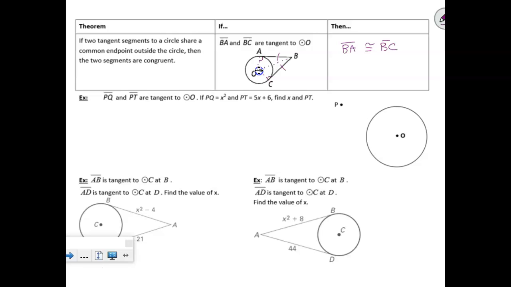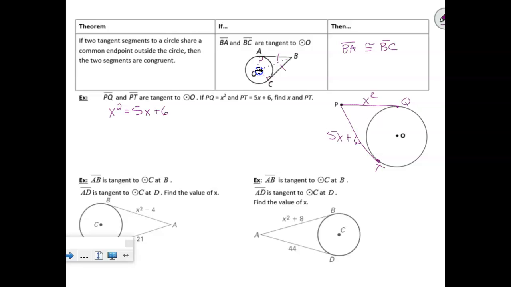For example, line segment PQ and line segment PT are tangent to circle O. If PQ is x squared, let's draw this. Here's Q, here's T. Don't worry about perfect drawings. This is x squared, this is 5x plus 6. We want to find x and find the length of PT. So, x squared equals 5x plus 6.